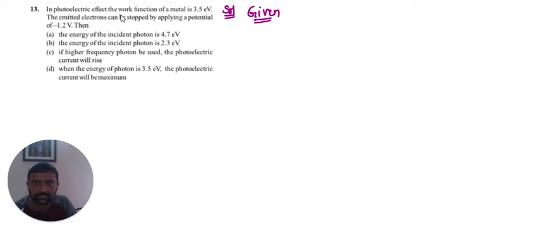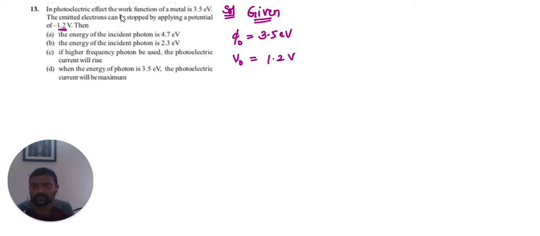So given, the work function is phi naught, 3.5 electron volt, and the second one is the emitted electrons can be stopped by applying the potential of minus 1.2 volt. So that is nothing but a negative potential which can be applied to stop the photoelectric effect. That is nothing but stopping potential. The stopping potential equals 1.2 volt. This is the given data.